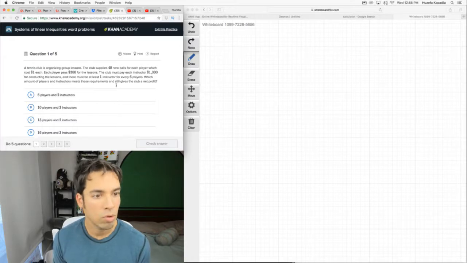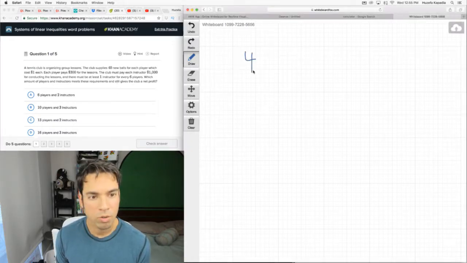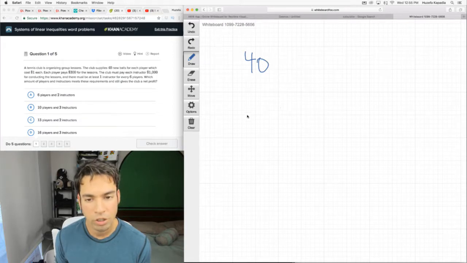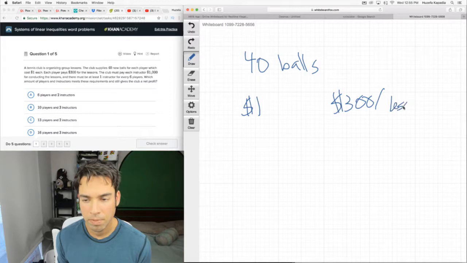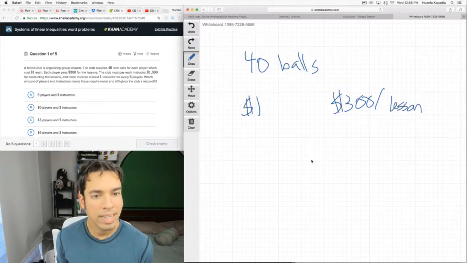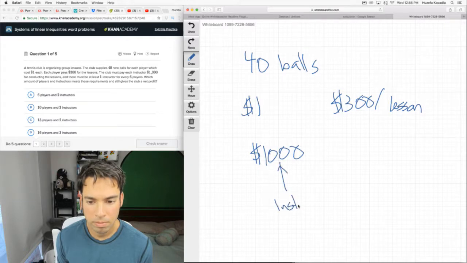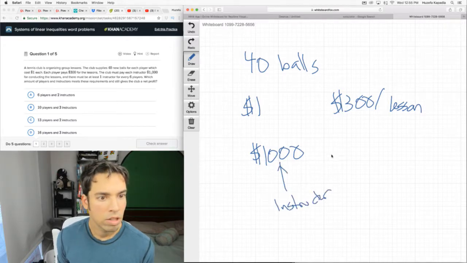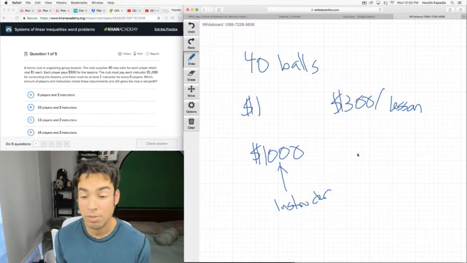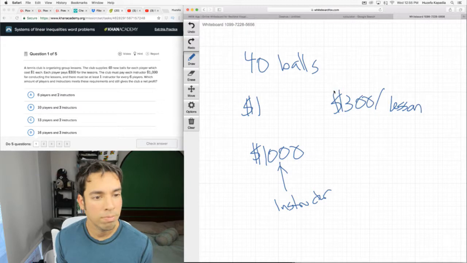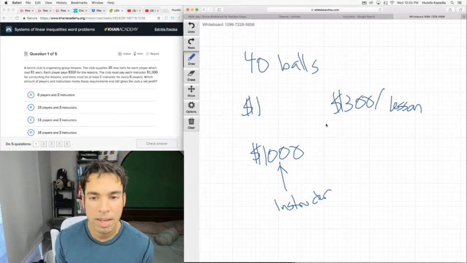It says, a tennis club is organizing group lessons. The club supplies 40 new balls for each player, which cost $1 each. Each player pays $300 for the lesson. And the club must pay each instructor $1,000 for conducting the lessons. And there must be at least one instructor for every 6 players. Very complicated. Which amount of players and instructors meets these requirements and still gives the club a net profit?